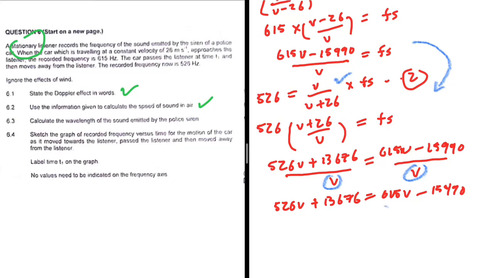Let's take these to the left hand side. So 526 minus 615, that is minus 89V, equals minus 15,990 minus 13,676. That is equal to minus 29,666. So V is equal to, we divide that by minus 89. Let's take a look. I'm getting 333.33 meters per second. That is not a bad value of the speed of sound in air.